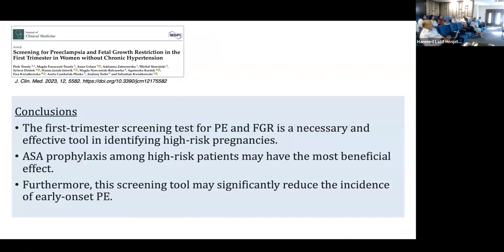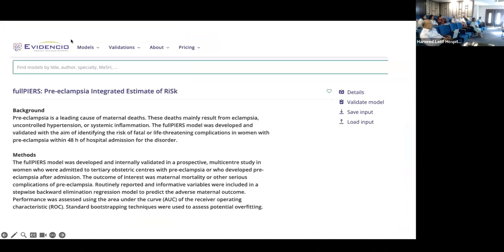This is what you can try, this assessment, Fetal Medicine Foundation prediction model. This is the site, Evidencio. What is FullPIERS? It is the preeclampsia integrated estimate of risk. This is FullPIERS. I have given its background in this way.